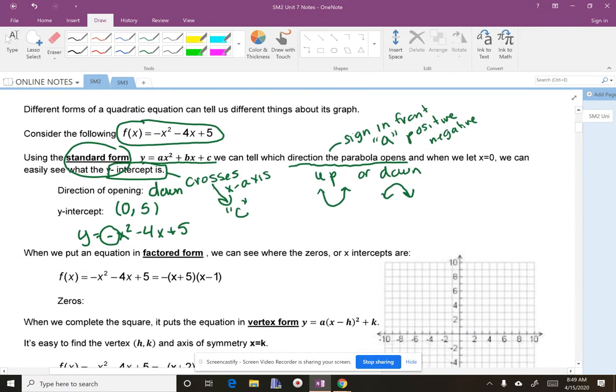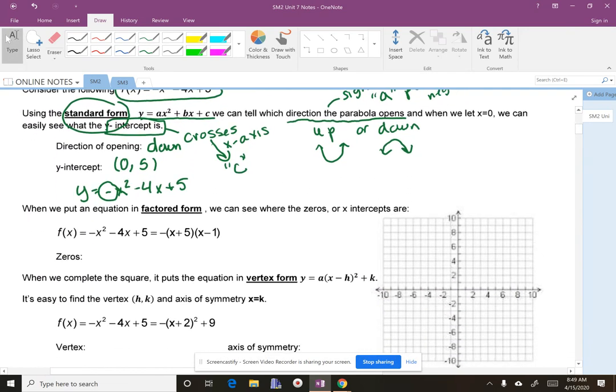So by using those two pieces of information, I'm going to put those points on here. I know that it goes through (0, 5), so I'm going to put that point. I also am going to make a note that this guy needs to open down, because if I draw it and it doesn't open down, I've made a mistake somewhere. Okay, that's what standard form does, and it's kind of a good starting point.